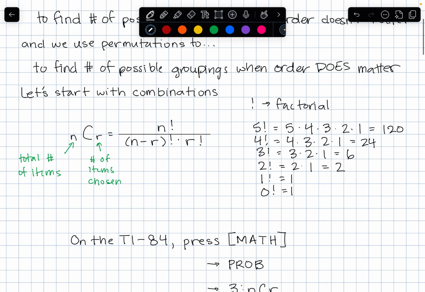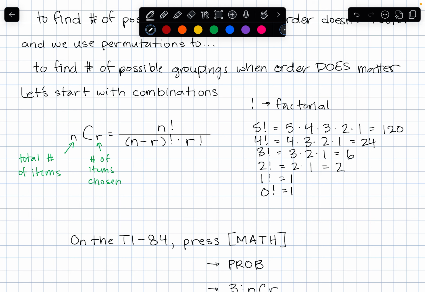So we would take n factorial, n minus r factorial, r factorial. Some of those are going to cancel, because you'll notice that r is usually smaller than n. I'm choosing a smaller subgroup from the total group. And so some of the things in r factorial are going to cancel out the things in n factorial. So when you evaluate this by hand, it's not as scary as the formula makes it look.